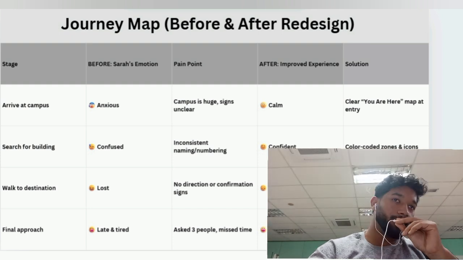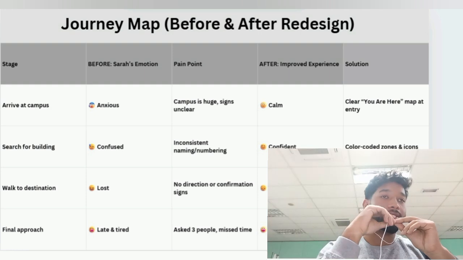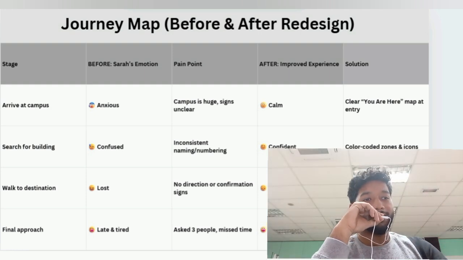But after the signage has been proposed, the wayfinding system is applied. She could reach calmly, and she could reach her place entirely clearly. The color zones guided her to different faculties. Guides were arrowed and patterns were made. So she was confident and guided, and she reached the place calmly.